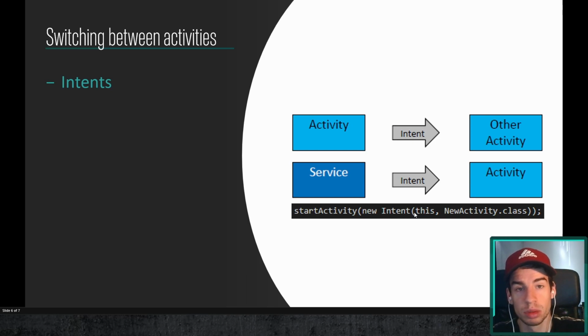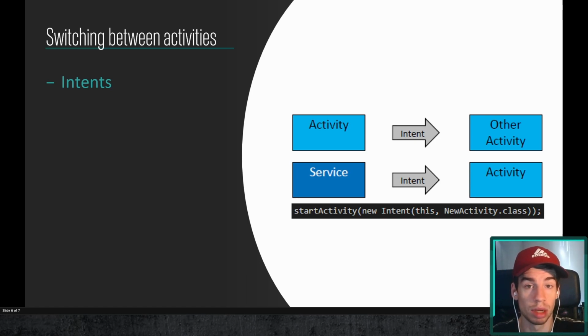And within that intent, we always need to specify the context where we are to the context where we want to go. So in this case, this is the context where we are now. And the new activity.class is where we want to go. So that is a nice, neat one-liner to transfer between 2 activities.